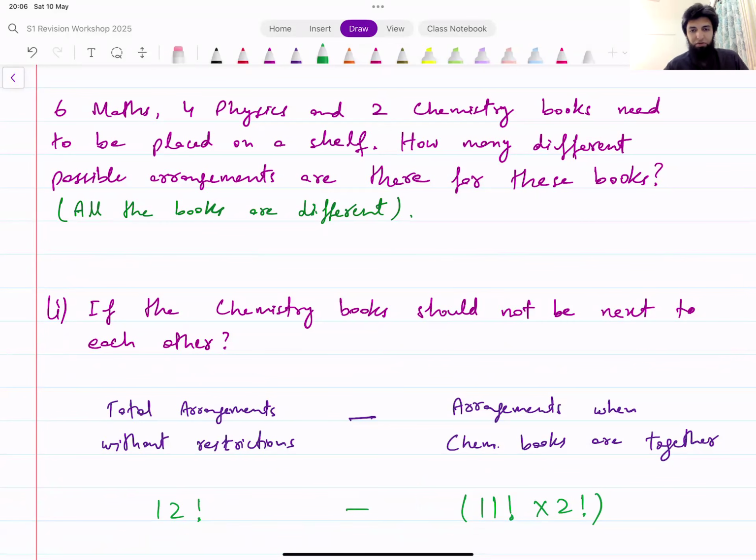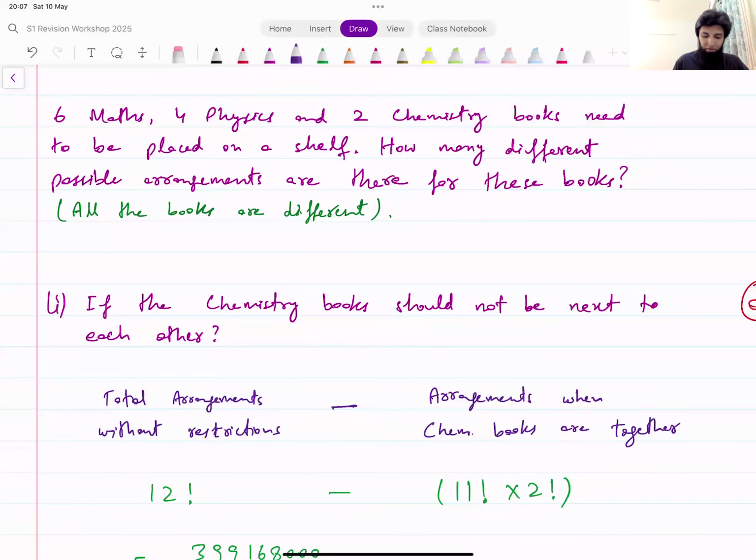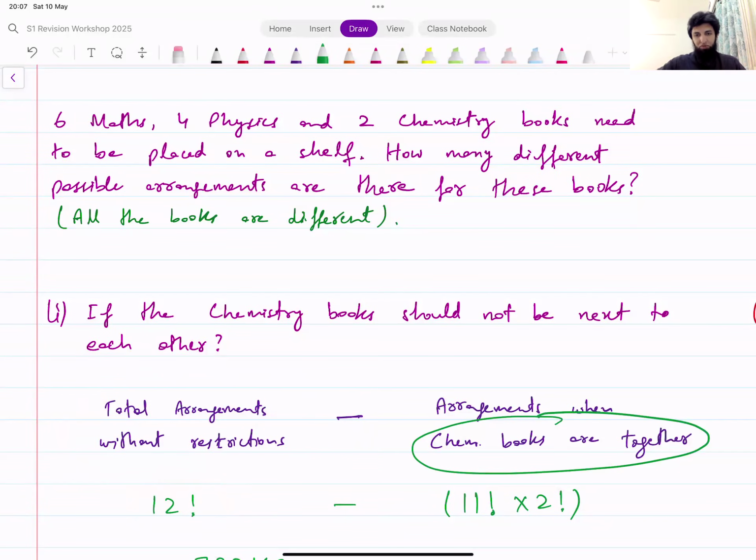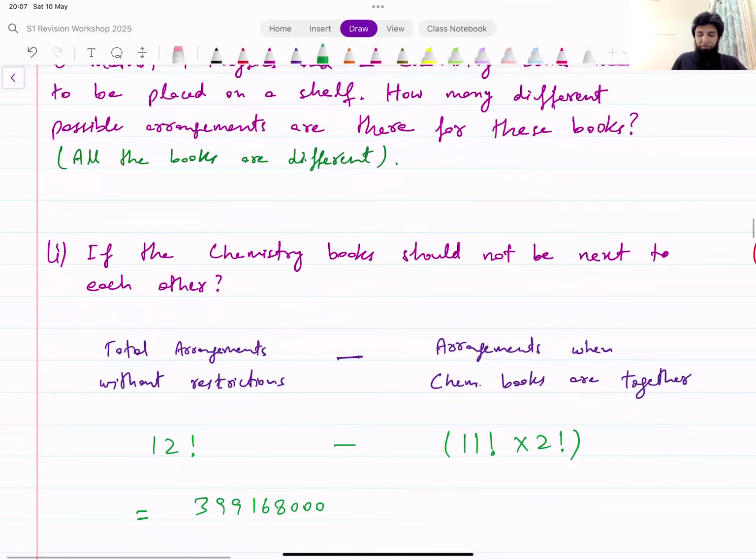There are 2 chemistry books. We want to separate those 2 chemistry books. Now, how can we do that? One way is to find the total number of arrangements without any restrictions. That's 12 factorial because all of those books were different in this case. There's no repetition. Subtract from that the case when the chemistry books are together, because once you subtract that case, in all the other cases, the chemistry books would not be next to each other. So we subtract the chemistry books together case from the total, and that will give us the result when the chemistry books are not together.